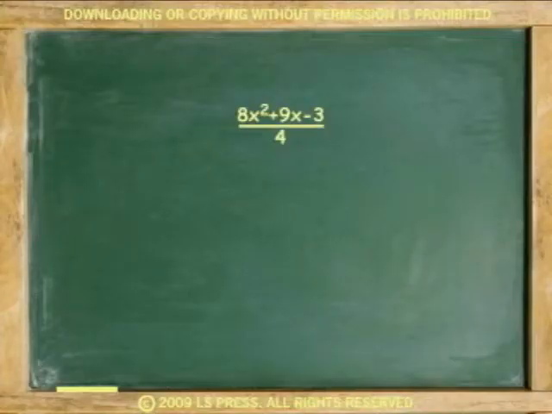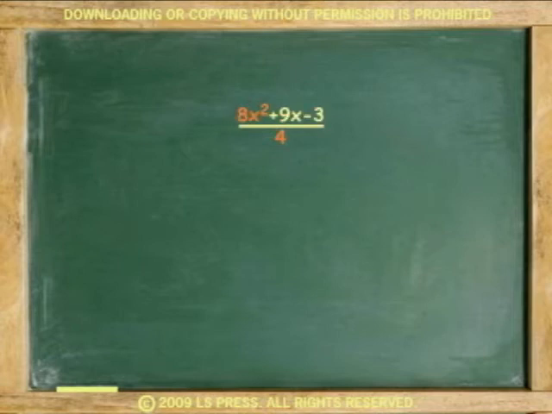First, we'll divide a polynomial by a monomial. For example, divide 8x squared plus 9x minus 3 by 4. Each term of the numerator is divided by 4.